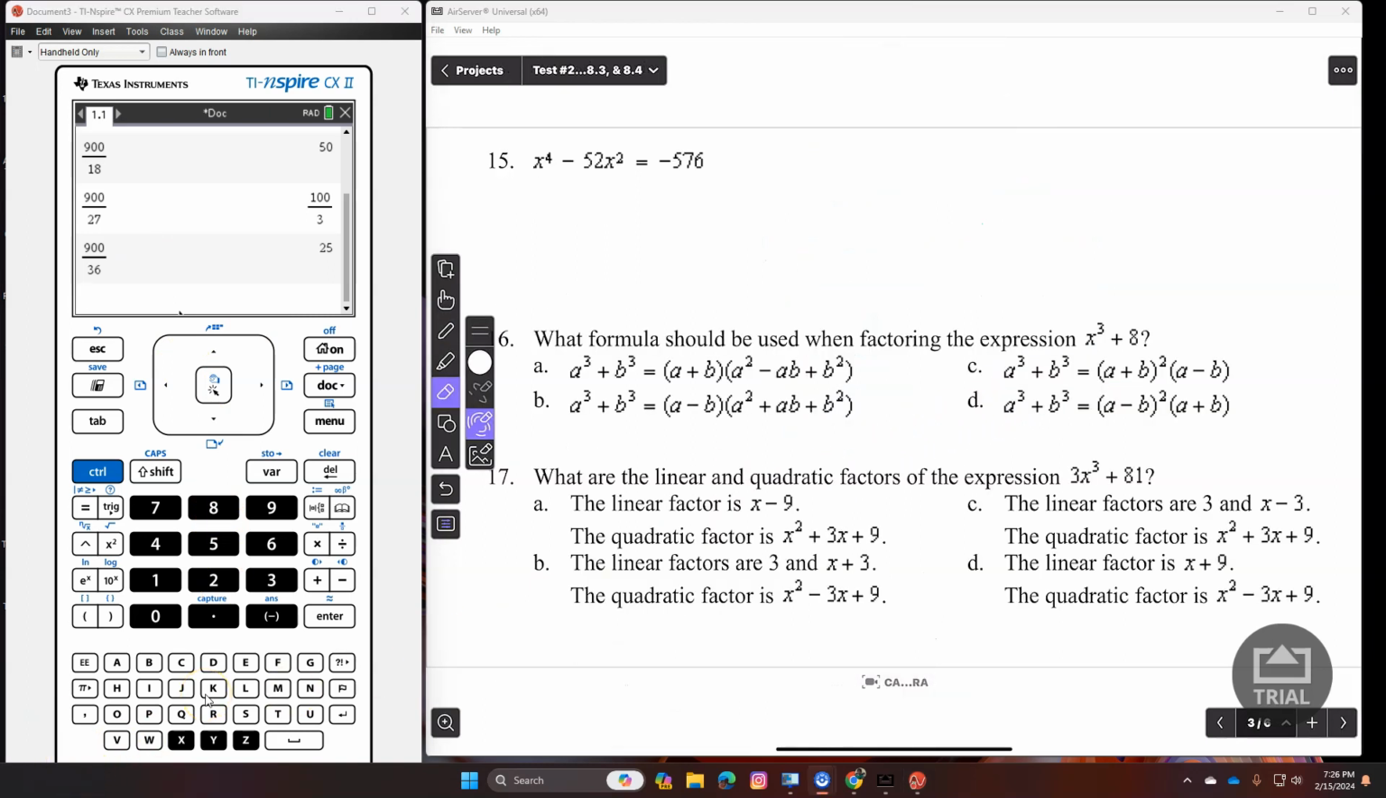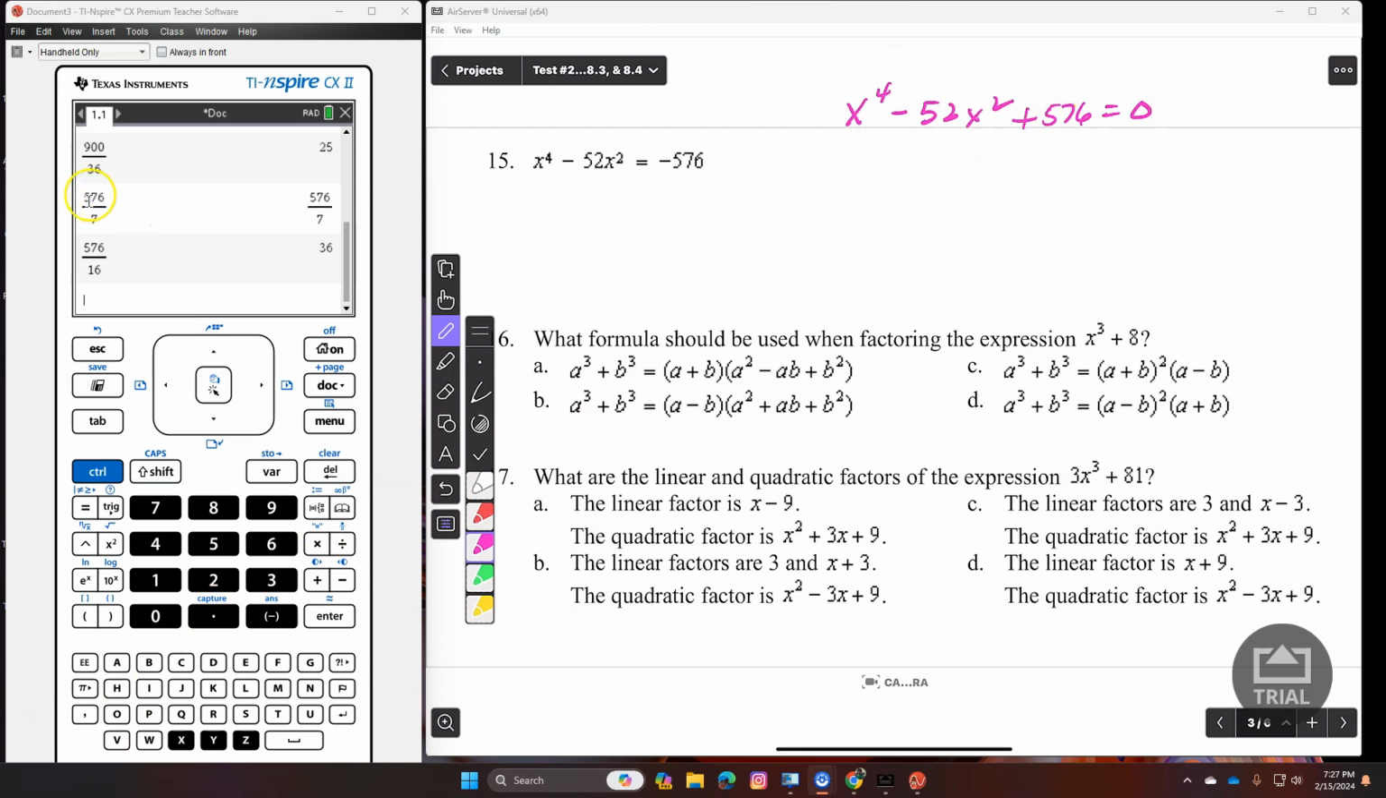We're going to go ahead and factor x to the fourth power minus 52x squared. And you notice that minus 576 has to be on the left side, so you should be adding 576 equals 0. You're going to have to find the factors of 576. So I'm going to go ahead and stop it.